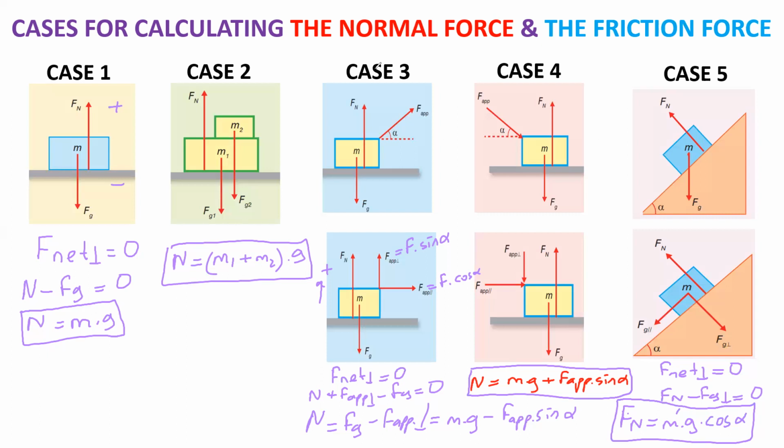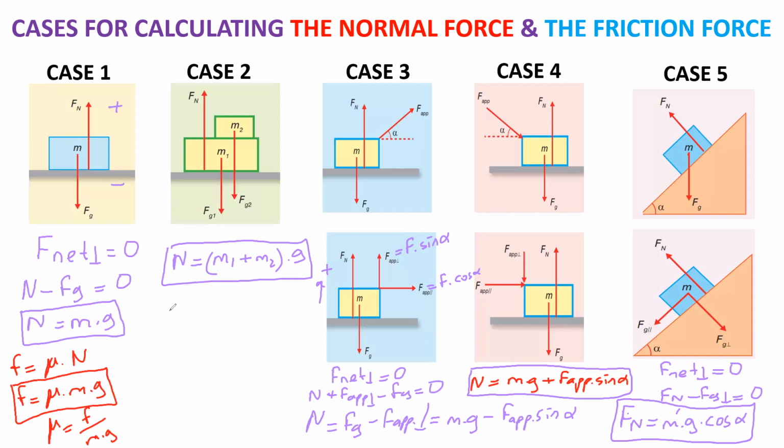Friction force for case 1. What do we know for friction force? Friction force is equal to coefficient number times normal force. So our friction force equals coefficient times m times g. When you get normal force, it's easy to calculate friction force. Sometimes they can give you the coefficient number and ask for friction force, or they can give you friction force and ask you for the coefficient number. So how can we calculate the coefficient number if they ask? Friction force over m times g. That's it. It's easy for you.